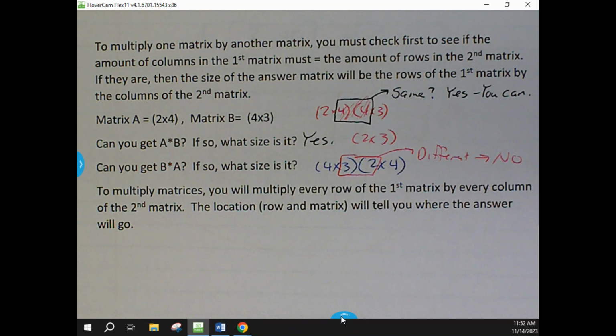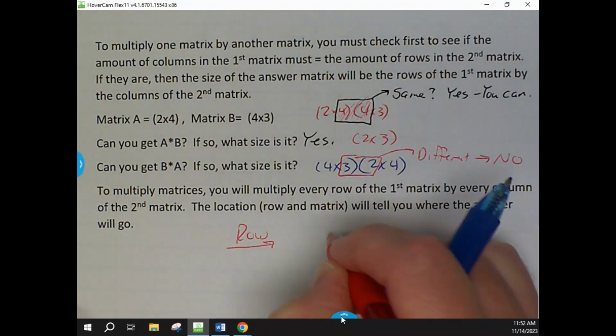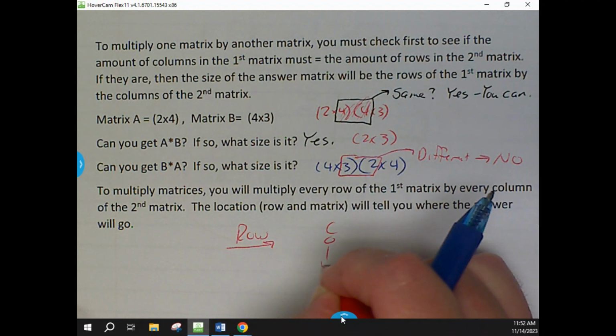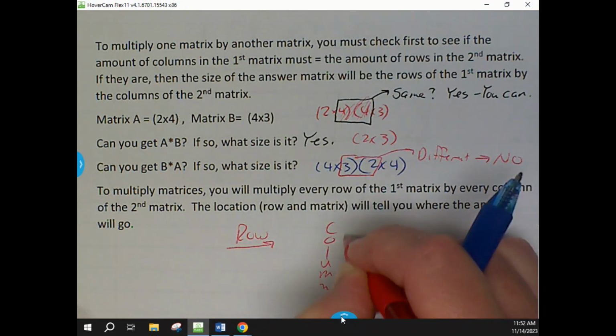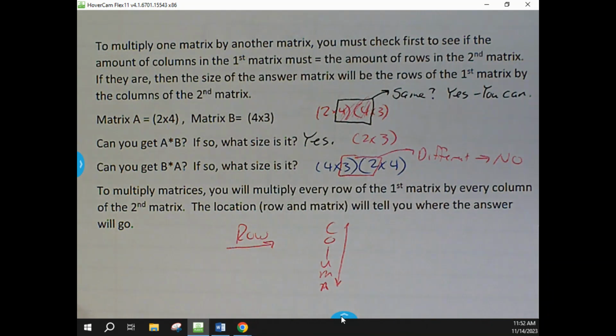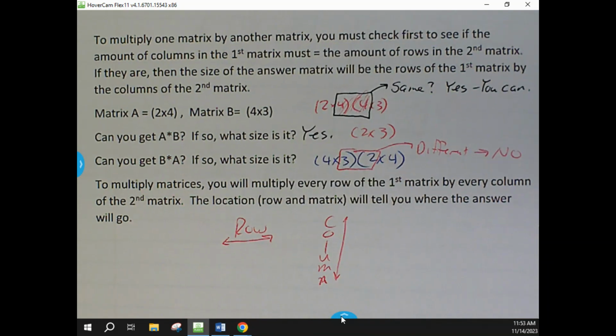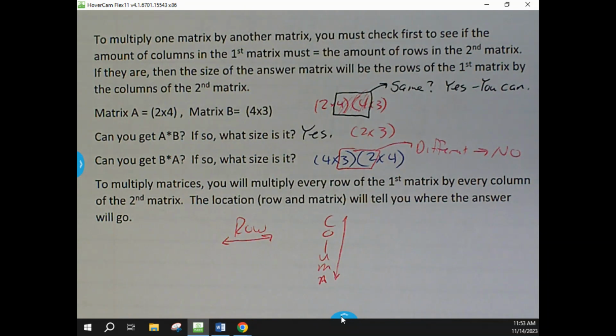Okay, and then to multiply matrices, here's what we're going to do. We're going to take every row of the first matrix and multiply by every column of the second matrix. And remember, rows go this way, and then columns go that way. So if you're doing a row, you're going side by side. If you're doing columns, then you're going up and down.